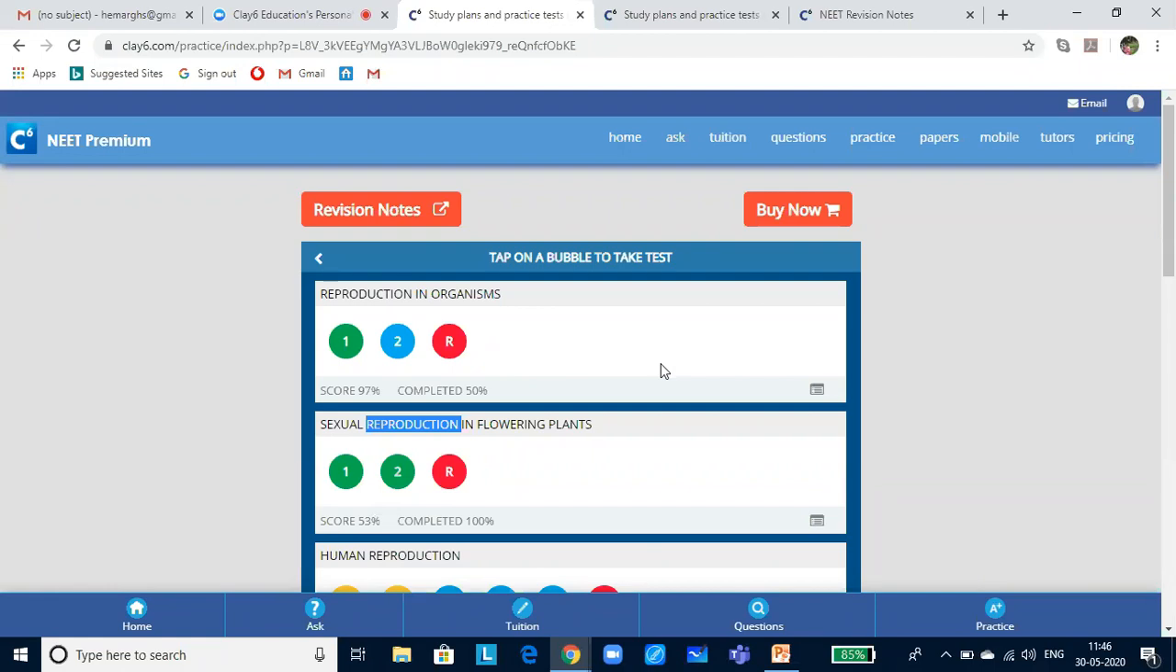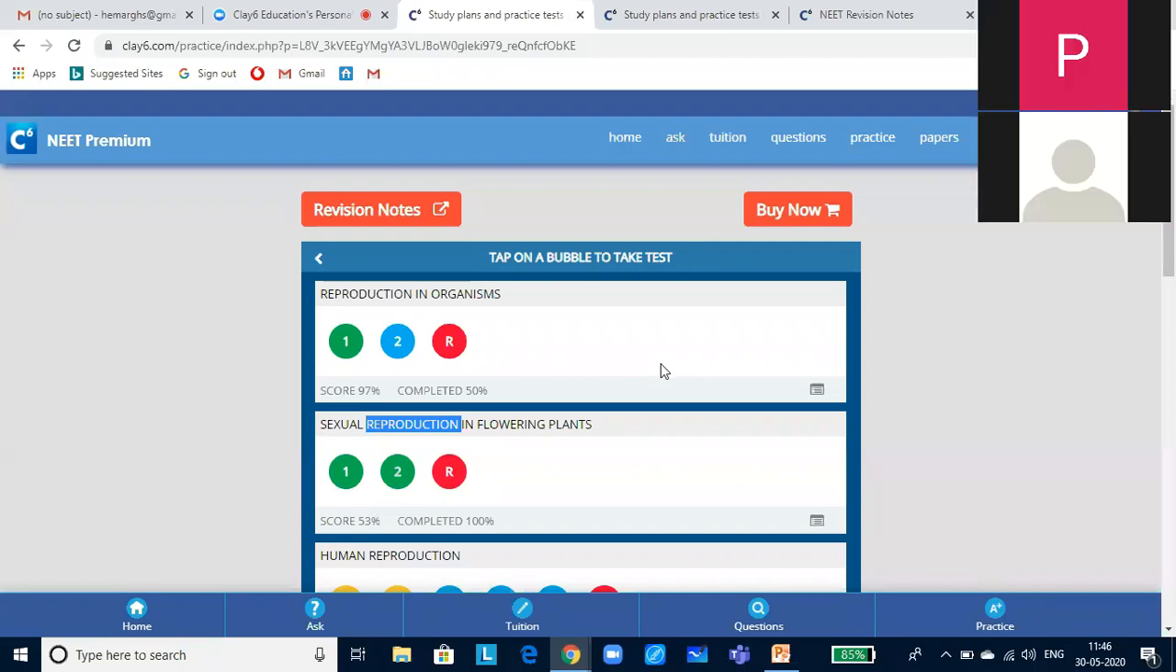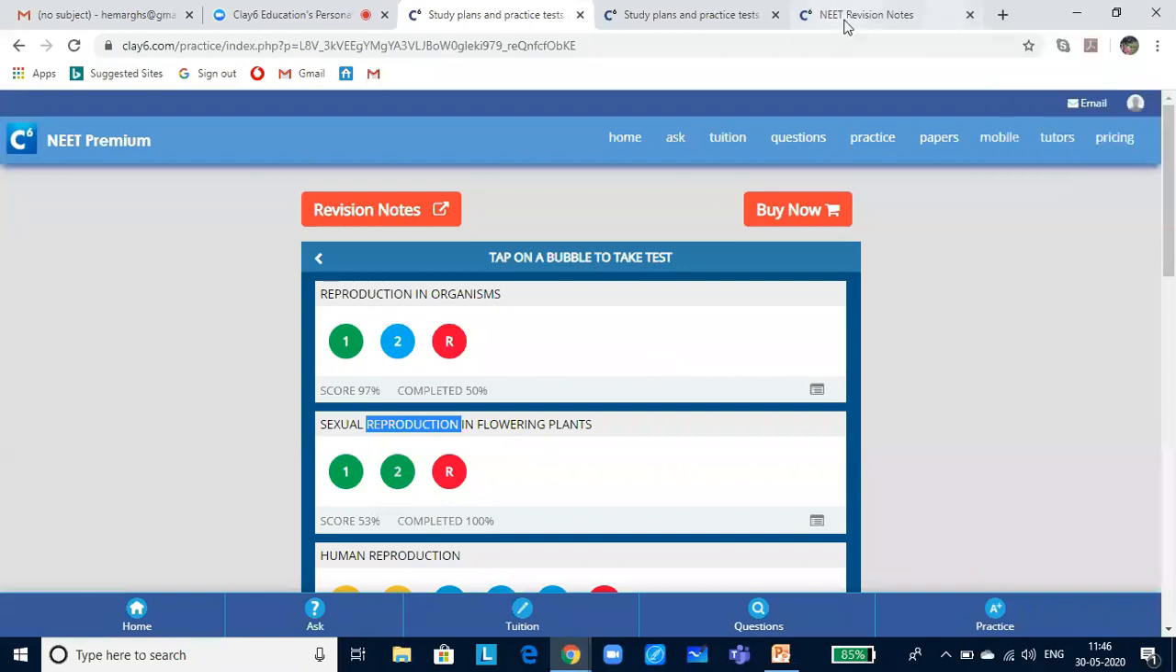Now, looking into all these things, we at Clay6 have prepared the tests so that all kinds of questions are given due weightage to help you prepare adequately for the test. Hence, I would definitely suggest that you go in for this test package and also for the revision notes. Now, with this framework, let us begin the lesson.